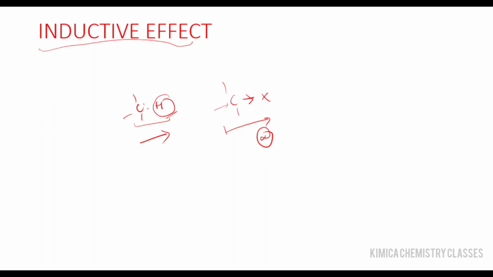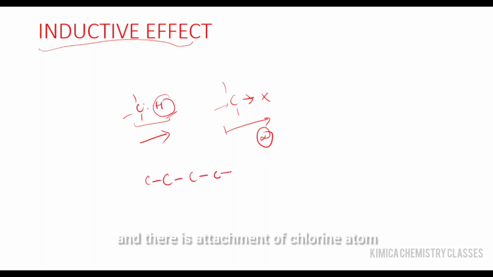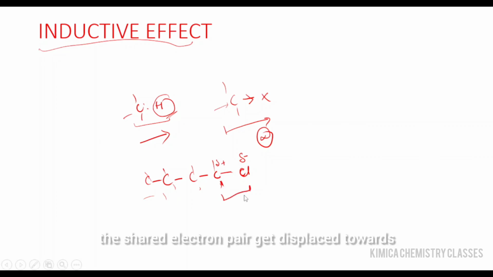We will discuss what is the effect on a long chain of carbon atoms with a more electronegative atom or a group, and we will say like chlorine. When there is a long carbon chain and there is attachment of a chlorine atom, then what happens? This is delta negative, this is delta positive. First see, this is carbon 1. In this carbon 1 and Cl bond, the shared electron pair gets displaced towards the chlorine atom, and as a result chlorine develops a partial negative charge, while the carbon atom acquires a partially positive charge.